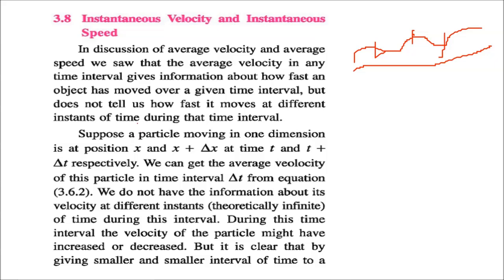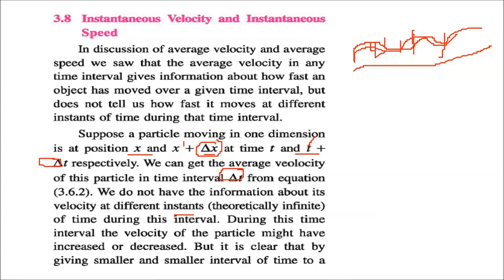For that, let us suppose a particle is moving in one direction. The position is x and it goes by delta x. At x it was at time t, and when it moves by delta x it was at delta t. So we get the average velocity of this particle over the time interval delta t from the equation. We don't have information about the velocity at different instants. If you take a time interval here, there are infinitely many instants in it.